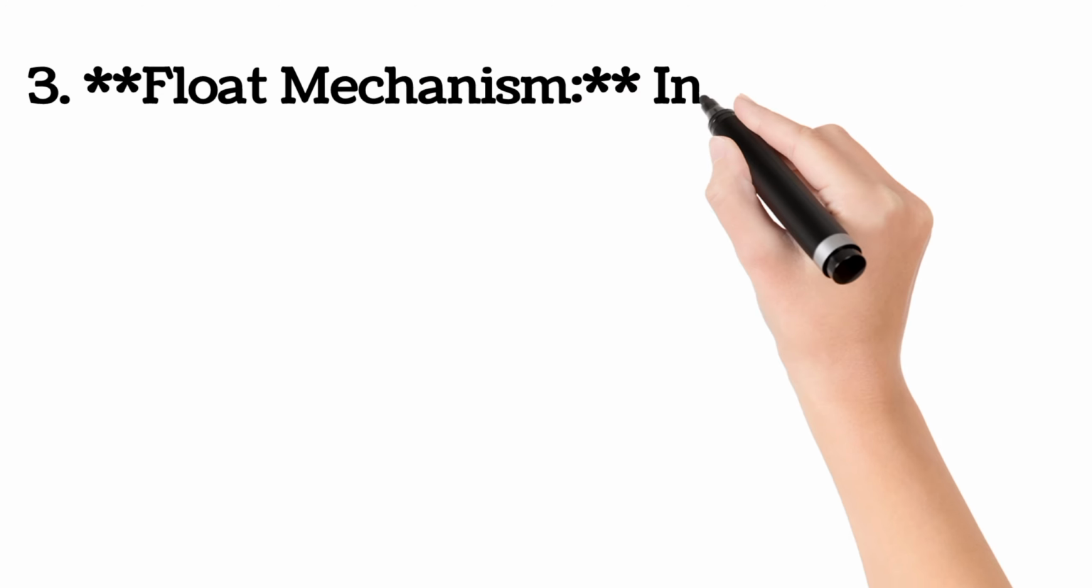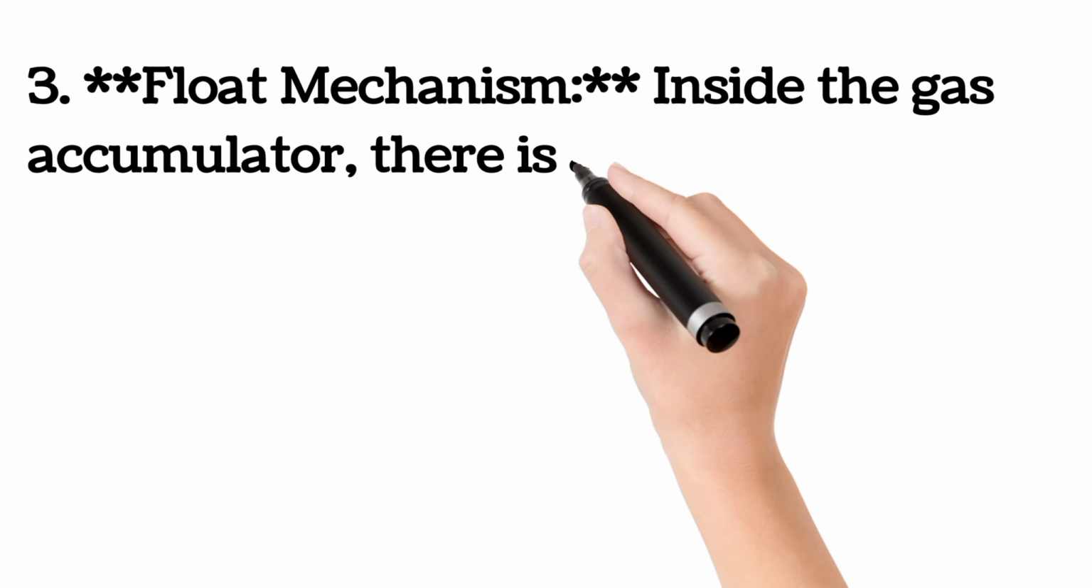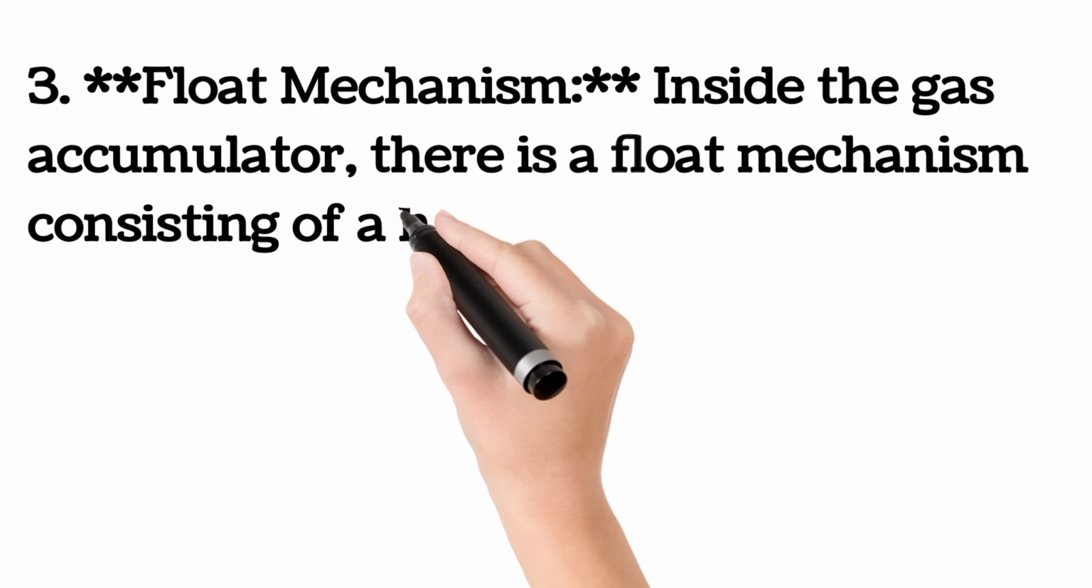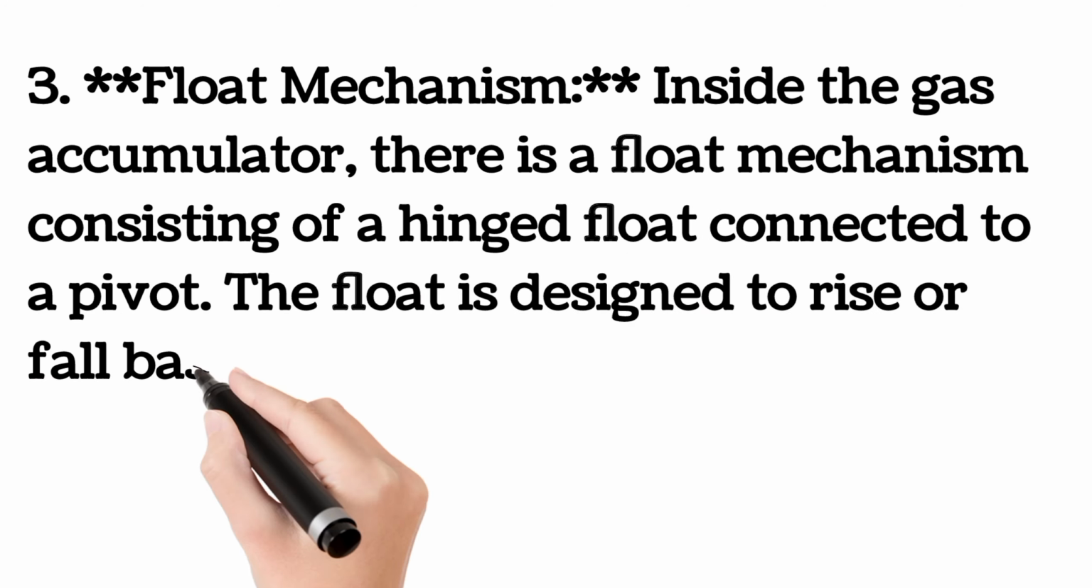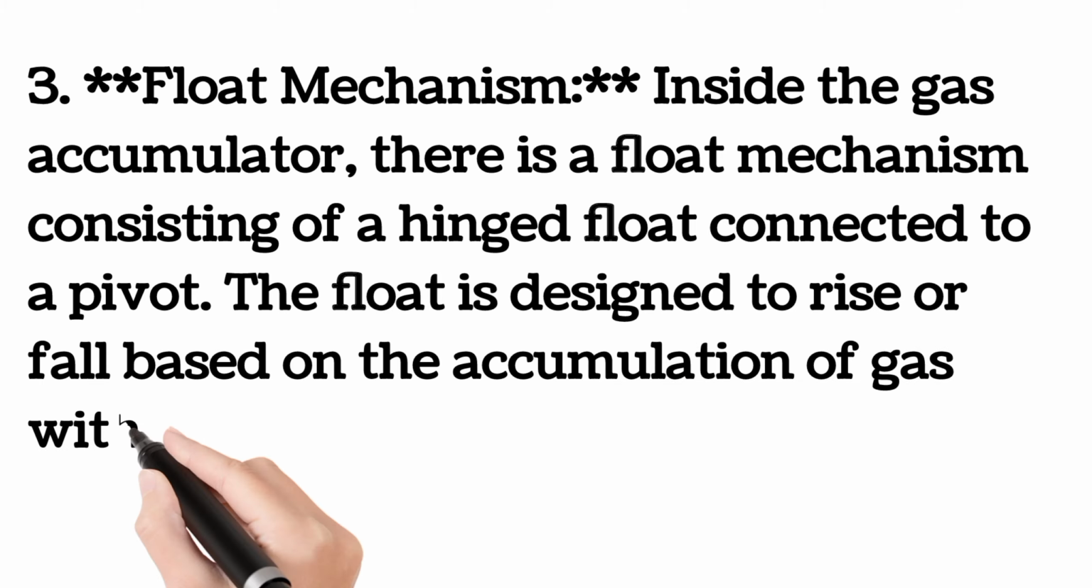3. Float mechanism. Inside the gas accumulator, there is a float mechanism consisting of a hinged float connected to a pivot. The float is designed to rise or fall based on the accumulation of gas within the chamber.